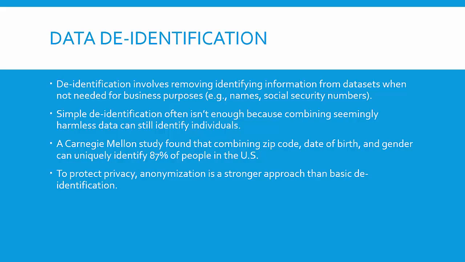However, basic de-identification isn't always enough. For instance, a Carnegie Mellon study showed that combining zip code, date of birth, and gender can uniquely identify 87% of individuals in the U.S. To go further, anonymization is a stronger approach.